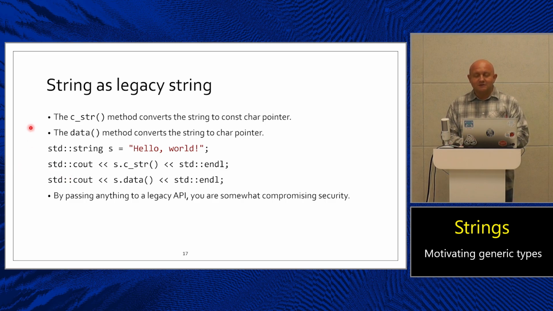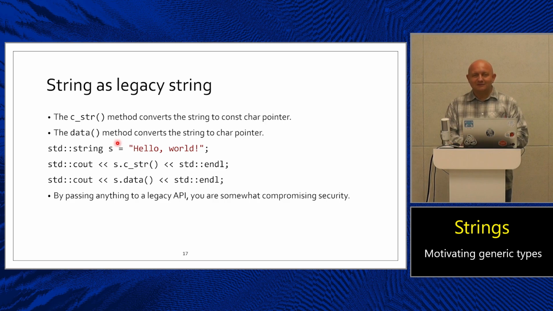We have two methods, one scarier than the other. I hope you never call this one, data, because through this method you can even modify this string a bit. But to pass a std::string to a legacy C API, you can call c_str, and you can get a constant pointer to the string and pass it wherever you need. But this is really convenient.